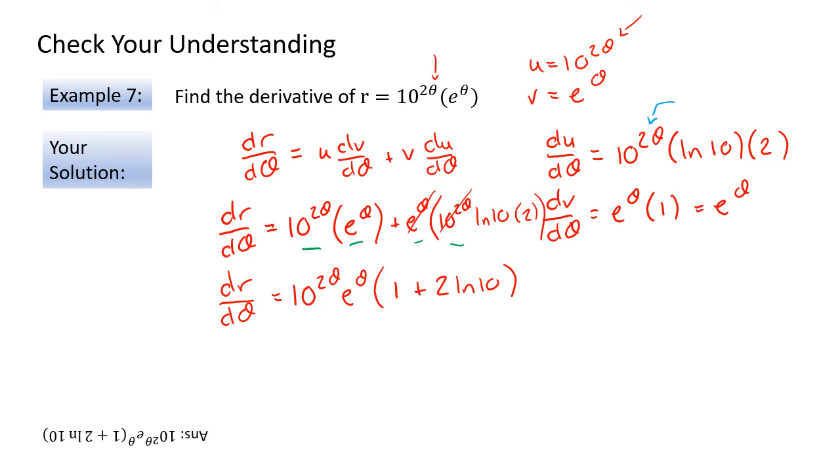Okay? Now, you actually could simplify that to a number. I like to just leave it as 1 plus 2 ln 10. Again, totally up to you, and totally up to you if you want to factor. All right? But I do encourage it.